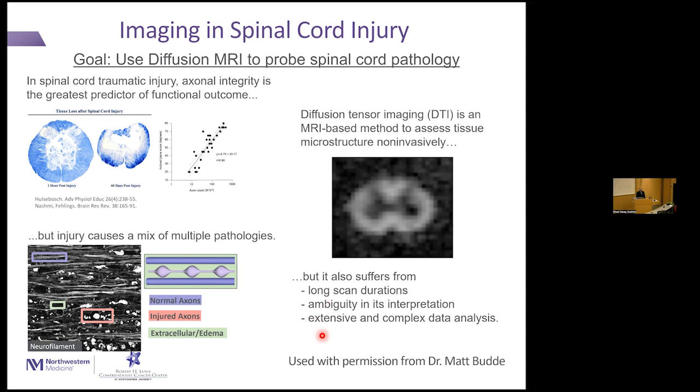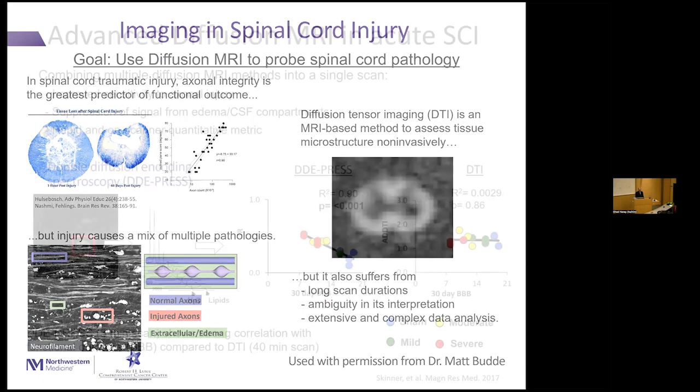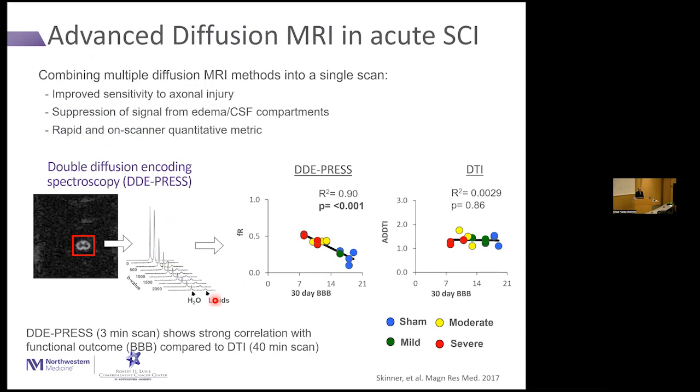Because these are long scans and they're sensitive to motion and things like that, our colleagues developed a new version that has spectroscopy built in. Just the DTI alone didn't correlate with BBB, which is their behavioral measurement. But when you added the spectroscopy, it did.